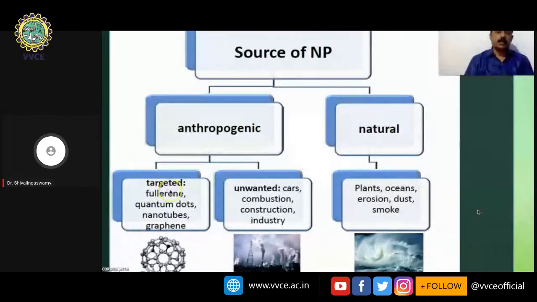The targeted nanoparticles, that means they are intentionally made. For example, fullerenes, quantum dots, nanotubes, graphenes, they are intentionally made. And the nanoparticles that we get from the combustion of fuels, from the industries, from constructions, etc., are just the byproduct of something else. They are unwanted. This is how we classify nanoparticles based on the source.